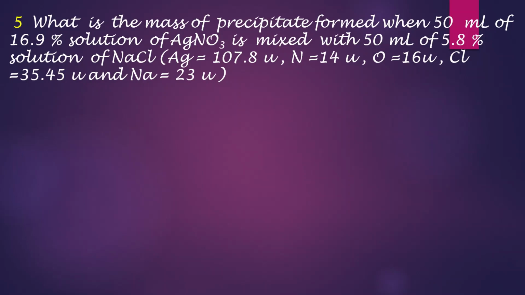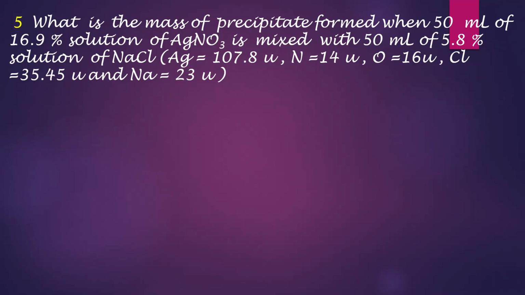Question number 5. What is the mass of precipitate formed when 50 ml of 16.9% solution of AgNO3 is mixed with 50 ml of 5.8% solution of NaCl? Here the atomic masses of the elements are given.